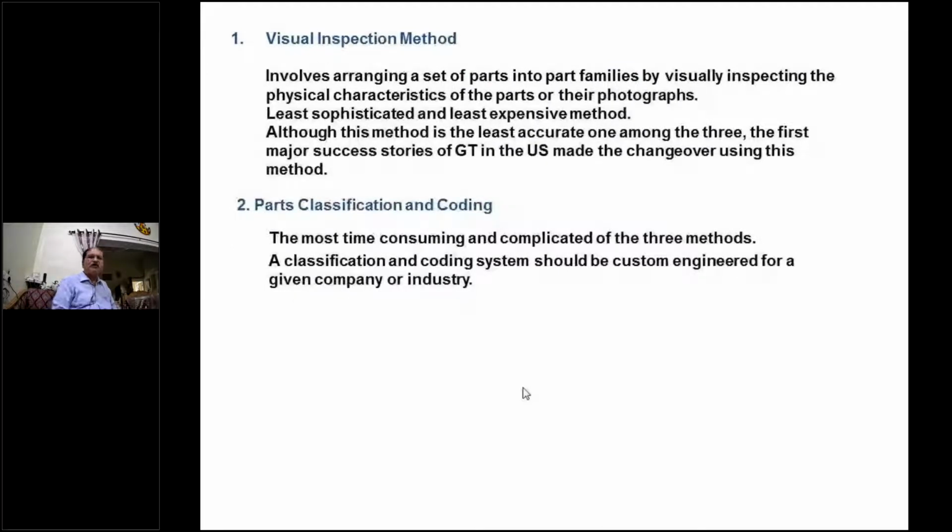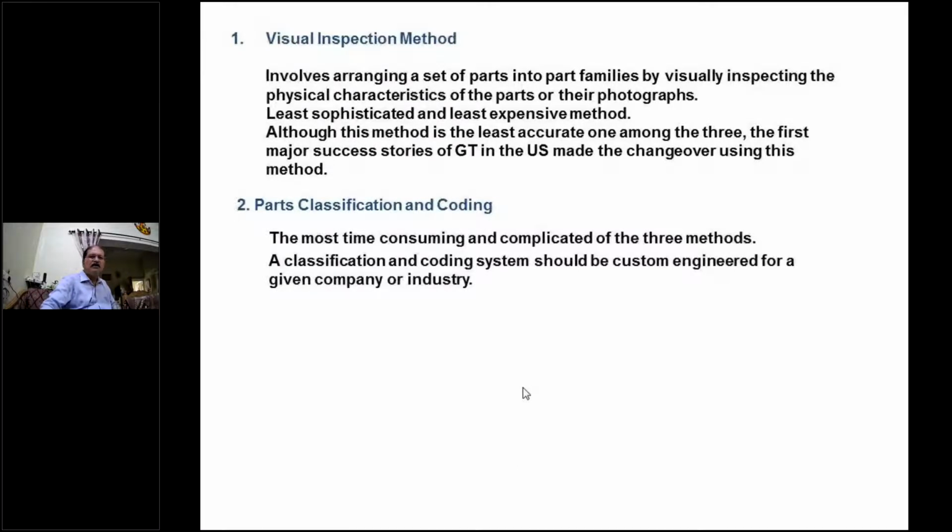One is the visual inspection method. In the visual inspection method, you go through the drawings of all the parts, then find out a part family. Or there may be a part classification and coding system like the Opitz coding. So use that coding system and code the parts so that a part family can be produced. Once a part family is produced, assign the machines to produce that part family.